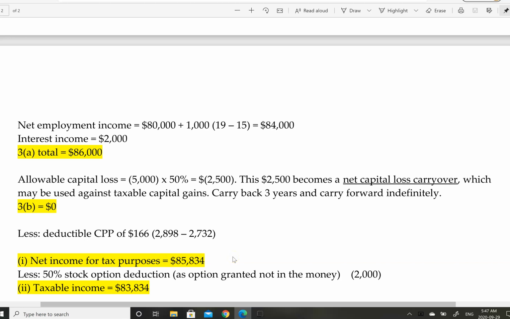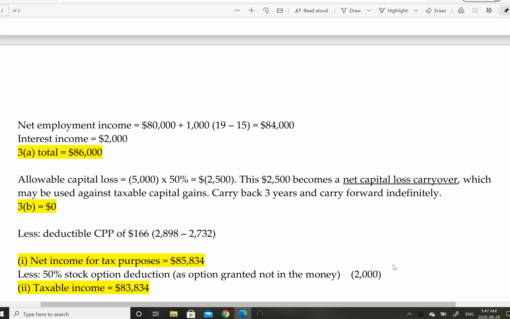Now, the next step is to calculate her taxable income. Now, when calculating taxable income, that's where we can deduct the 50% stock option deduction if it is available to Tess. Now, because the option, when it was granted last year, was not in the money, she qualifies for that 50% stock option deduction. Remember, she had to include $4,000, so she gets a $2,000 deduction here. And so Tess's taxable income is $83,834.